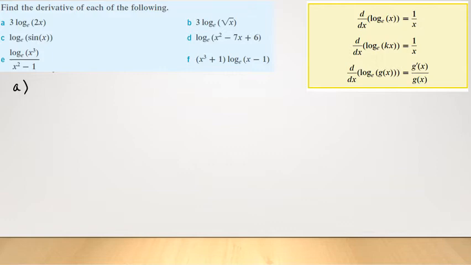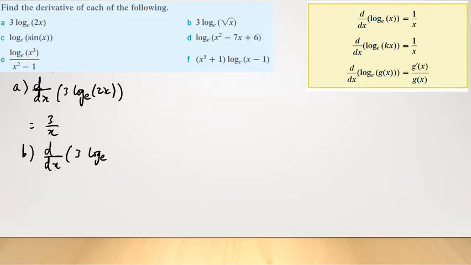To find the derivative of each of the following, d dx of 3 log e 2x gives us 3 on x. Remember, any multiples go away. B, we have 3 log e of square root of x.